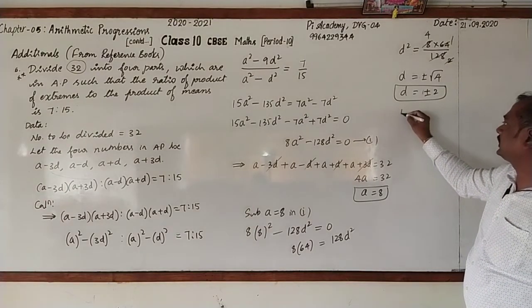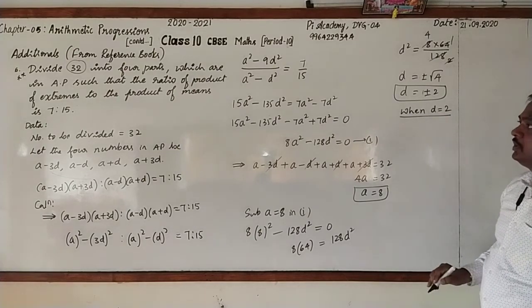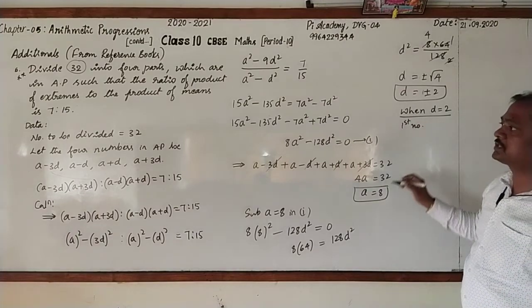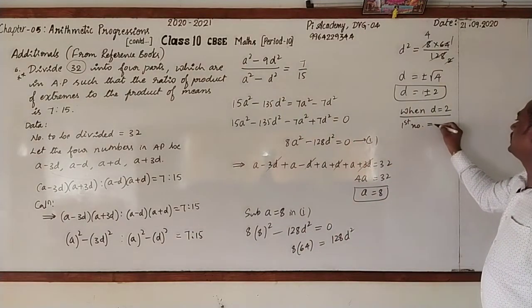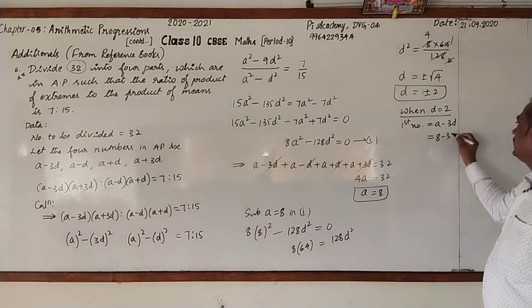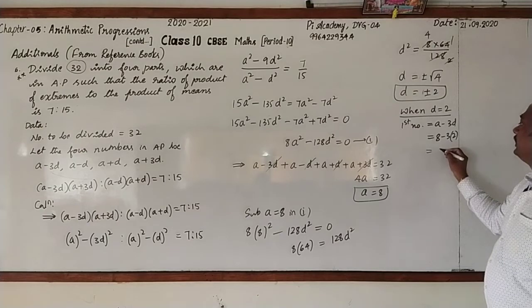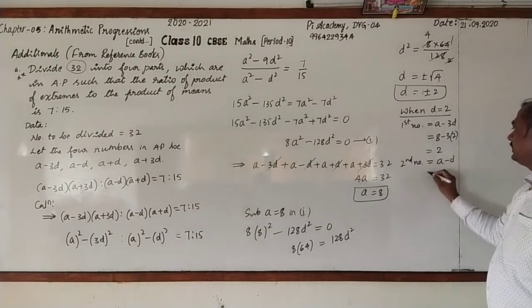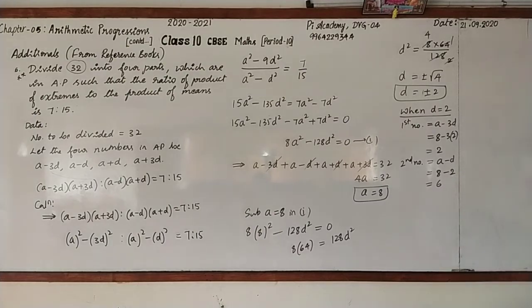Hence I go for both the cases. First one, when d is equal to plus 2. Then let me write the numbers. What is first number? Here it is a minus 3d. First number is a minus 3d, where a is 8 minus 3 into d is 2. 3 2s are 6. 8 minus 6, it is 2. What is second number? Second number is a minus d. a is 8, d is 2. 8 minus 2, this is 6.